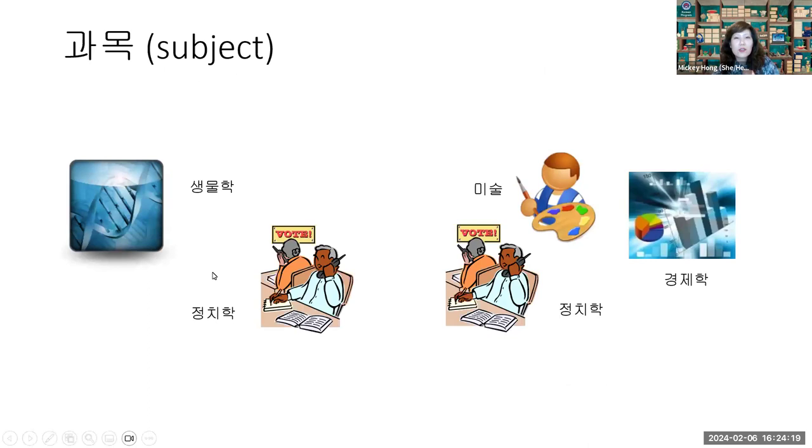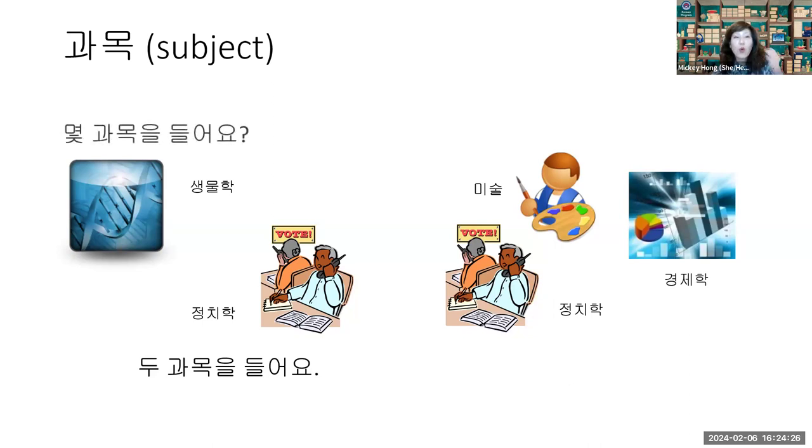There are other counters we don't need to know but might be useful. 과목, subject. 몇 과목을 들어요? You might be asking, how many subjects are you taking? 두 과목을 들어요. 세 과목을 들어요. I'm taking two, three subjects.